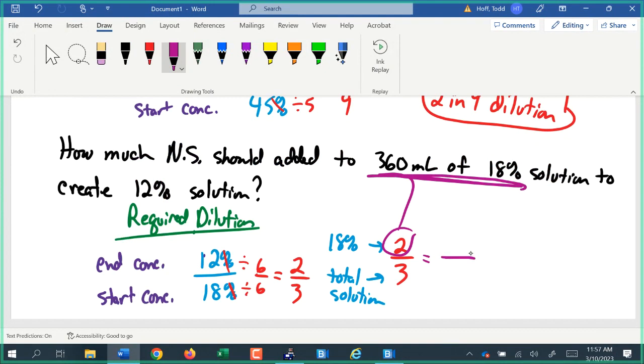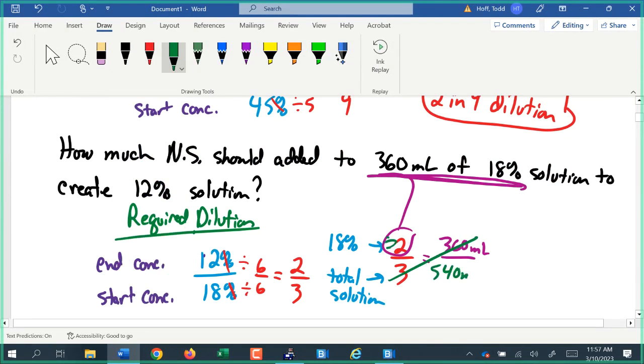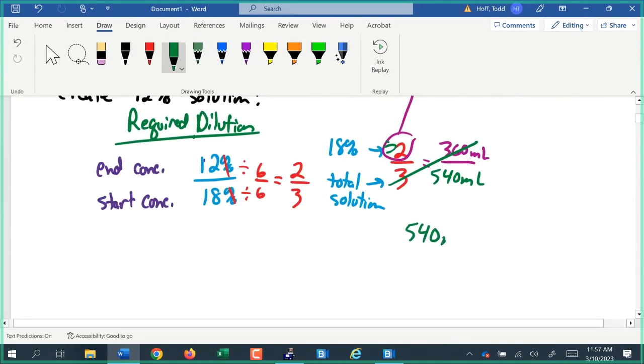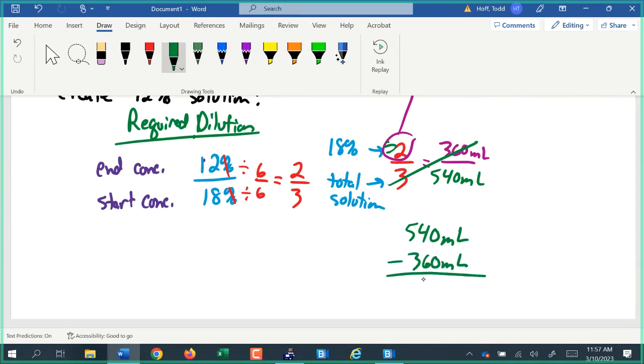So we could put 360 milliliters here, cross multiply and divide to get the total amount of solution, which would be 540 milliliters, and we could subtract. 540 minus 360 gives us 180 milliliters of normal saline. It should be added, or sterile water.